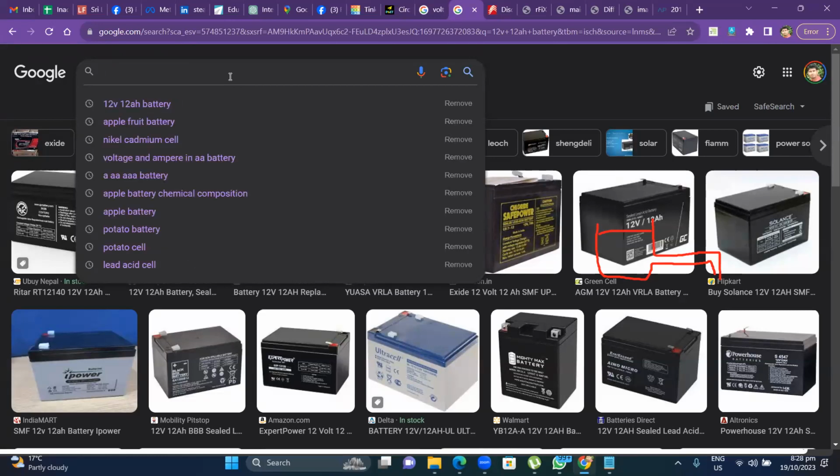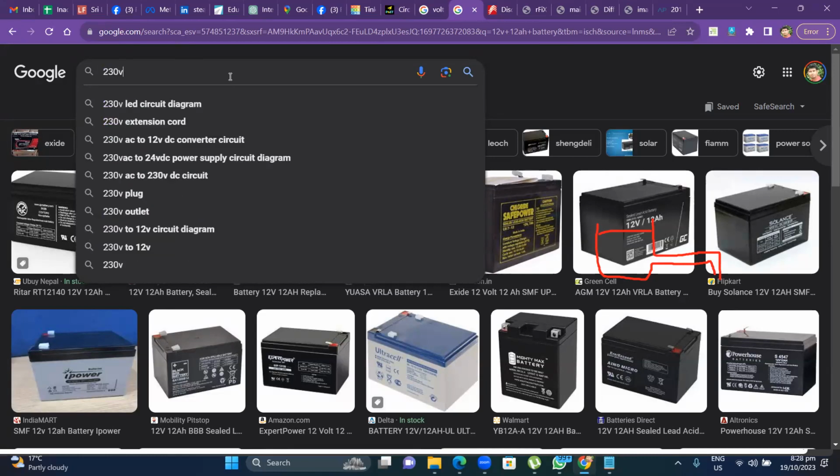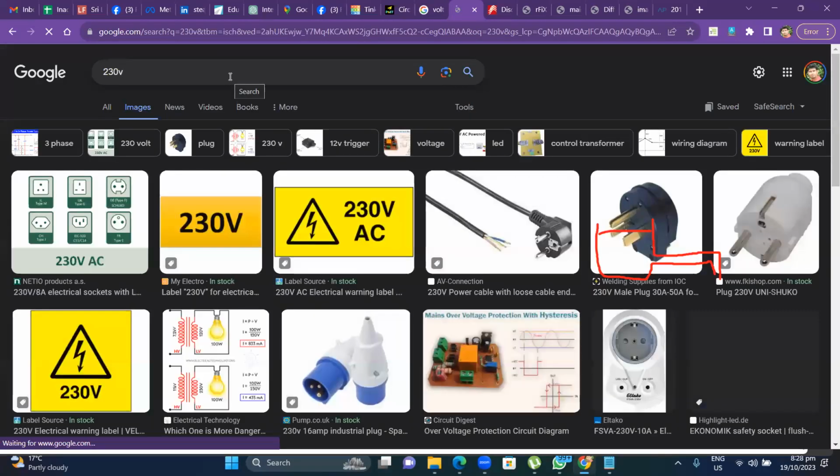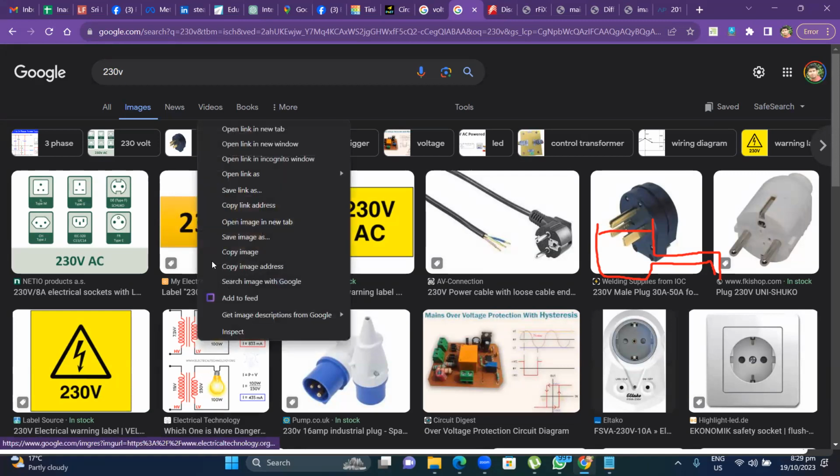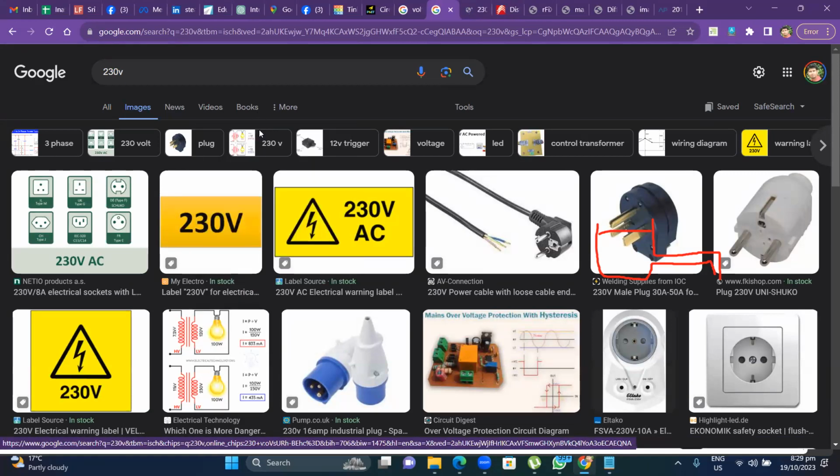Sir, our TV voltage is 230 voltage. Very good. That is correct. Basically, home power supply is 230 volts. So if any device is directly connected to that, we call that 230 volt. So what is wattage?